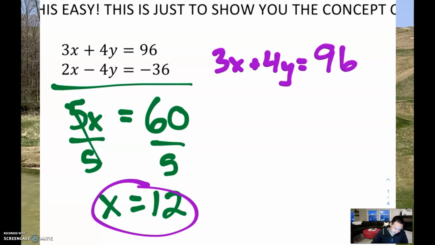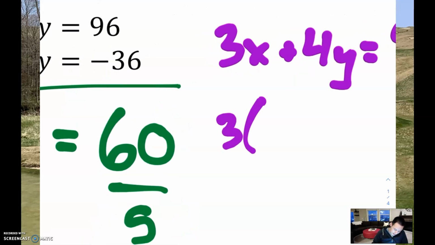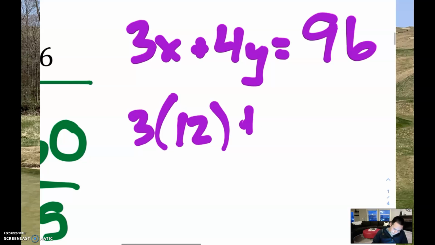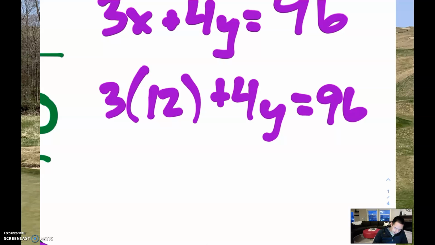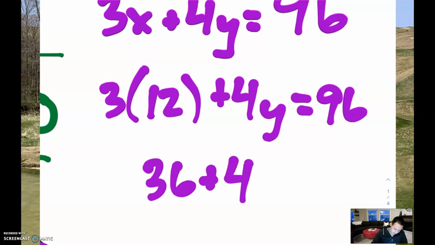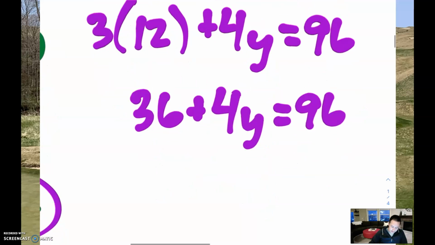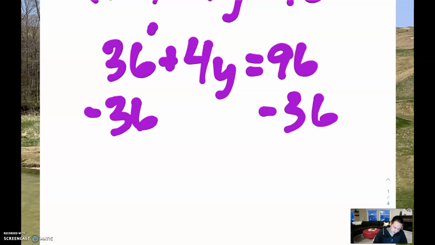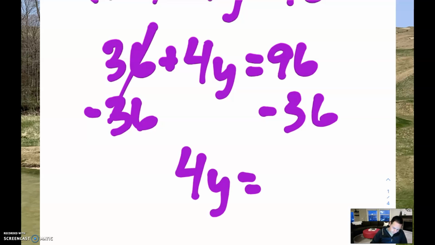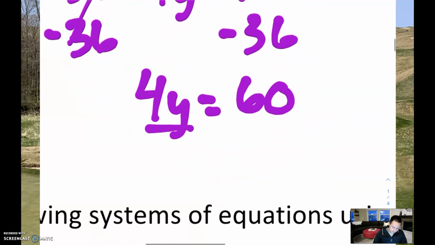And I know that x is equal to 12, so wherever I see an x, I'm going to replace it with a 12. So we're going to do 3 times 12 plus 4y equals 96. 3 times 12, you can simplify that to equal 36 plus 4y equals 96. And once you get to here, hopefully you're pretty comfortable with this. We get rid of the 36 by subtracting it. It goes away. We're left with 4y equals 60. And then to solve for y, simply divide by 4. And we get y equals 15.